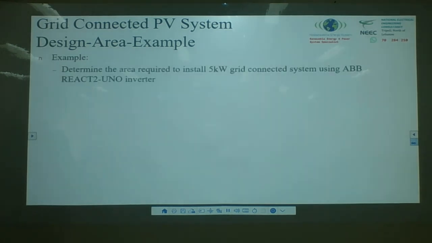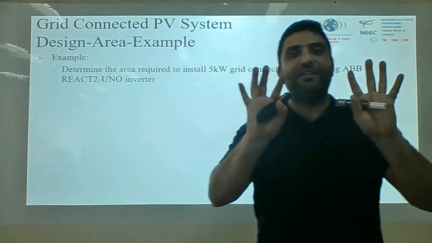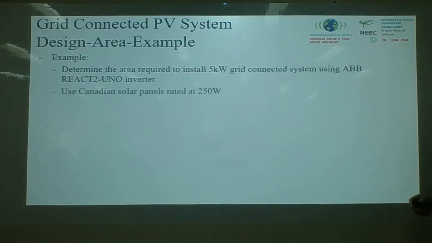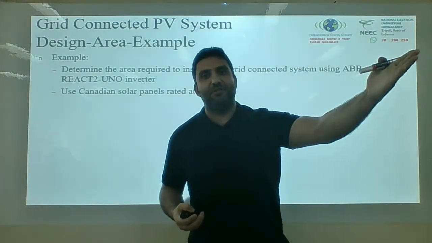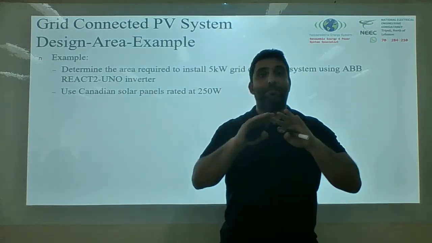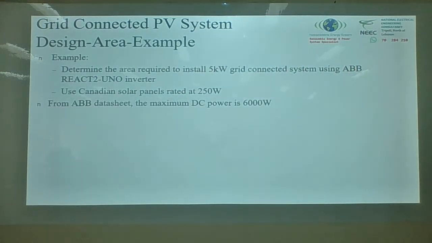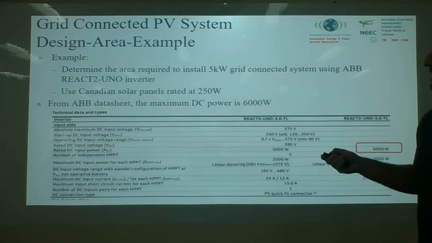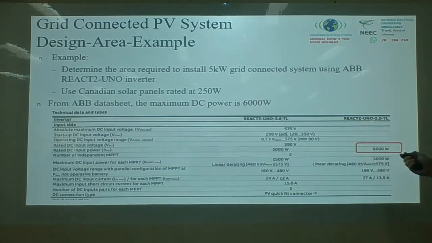Now, let's take an example. I want to design a system to install 5 kilowatt grid connected using ABB Uno inverter. I want to use a Canadian Solar rated at 250 watt. So what I've done is I went and I want to purchase ABB Uno grid connected inverter, and I want to purchase Canadian Solar 250 watt panel. From the ABB data sheet, I see that the Uno can accept DC power of 6,000 watt on the DC side and gives me an output power of 5,000 watt.